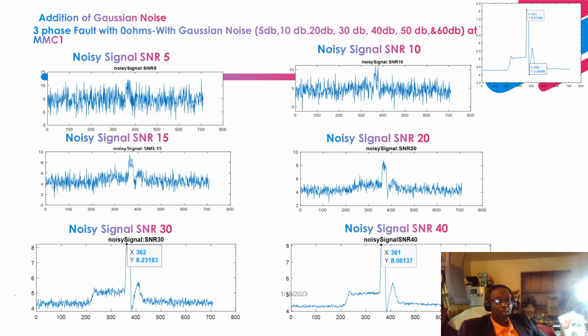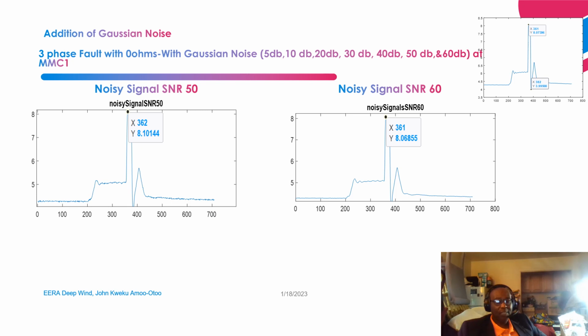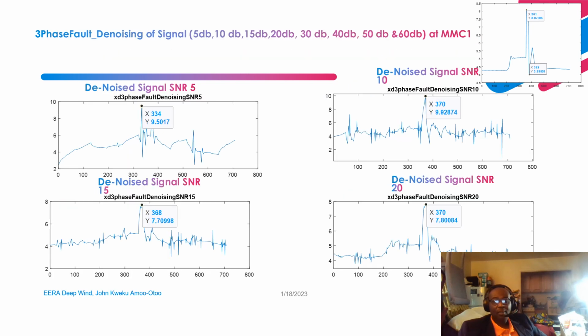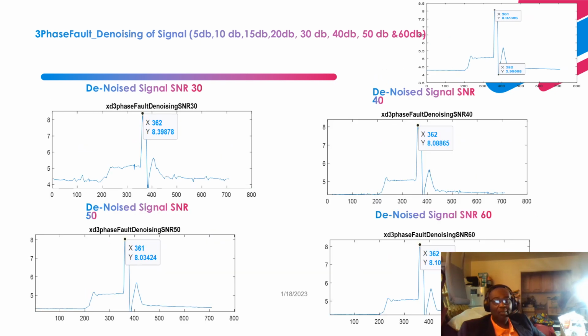This is the corrupted signal, as you can see here, for 5 dB, 10 dB, 15 dB, 20 dB, 30 dB, 40 dB, and this is the original signal. Next, the corrupted signal for 50 dB and 60 dB. Next is the denoising. There should be an algorithm that removes the noise so that the signal is comparable with the original signal. So this is a denoised signal, as you can see here.